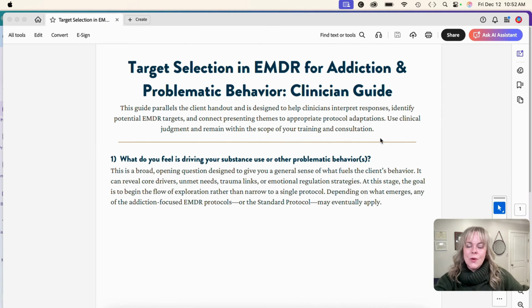So I wanted to also introduce to you a handout that I have available. It's a clinician guide. It's the target selection in EMDR for addiction and problematic behavior. And the reason I created this is oftentimes when a client wants to address problematic behaviors and addiction through EMDR, it's okay, there's a lot of protocols, and where do I even start?